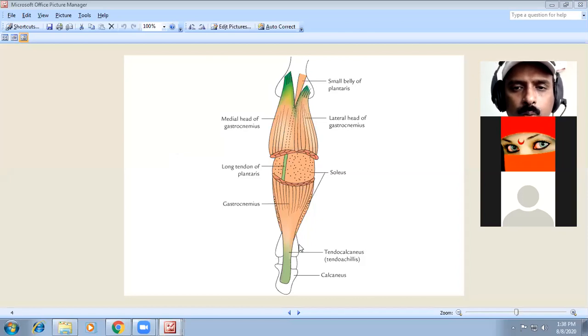Short notes on tendocalcaneus or tendoachilles. The tendocalcaneus is formed by the medial head of gastrocnemius, lateral head of gastrocnemius, and soleus muscle. It is the thickest tendon of the body, nearly 10 inches in length, and it is inserted at the calcaneus bone. So we call it the tendocalcaneus.